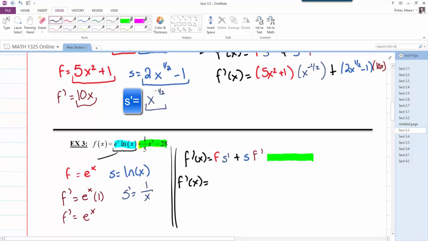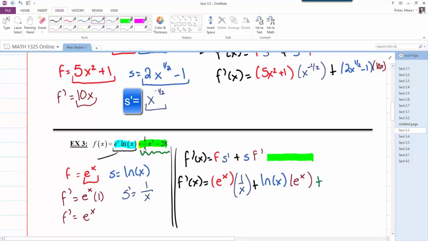Well, f prime of x is going to equal, again, my first is e to the x. The derivative of my second is 1 over x plus the second, which is the natural log of x, times the derivative of the first. Well, the derivative of the first I know is e to the x. And then I need to find the derivative of the other two terms, so I have to do those two before I can finish this derivative.